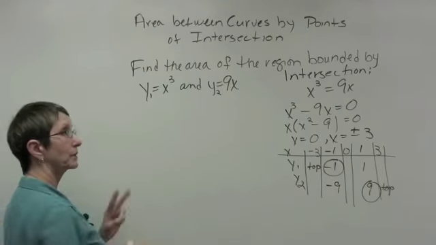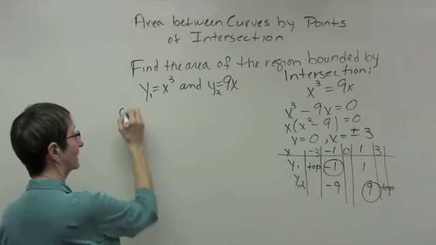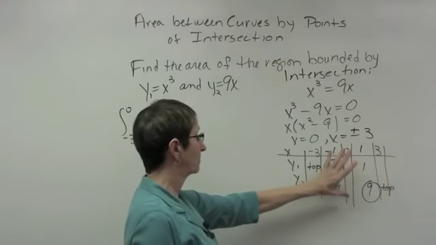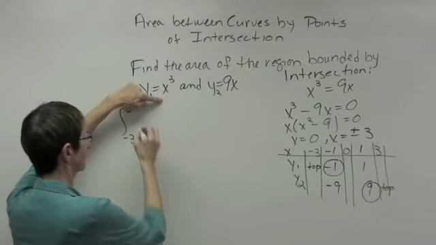So I have to set up 2 integrals. One integral that goes between -3 and 0, because between -3 and 0, y1 is the top curve, so it's the first curve.